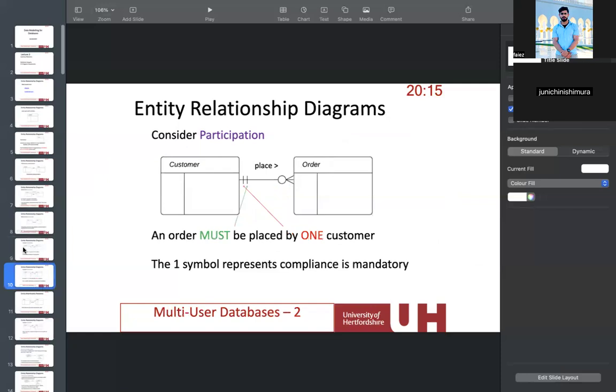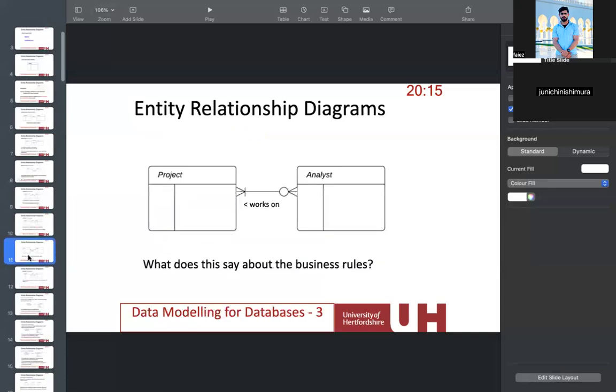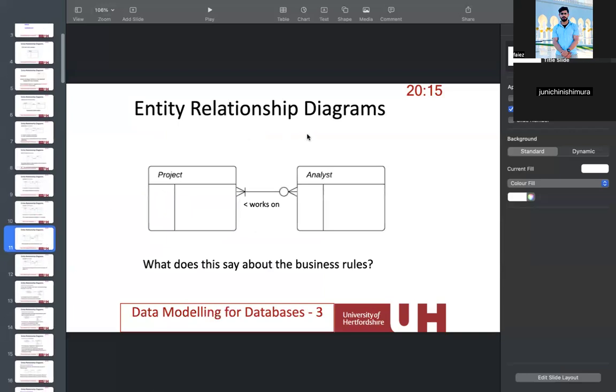Perfect. So an order must be placed by one customer. The one symbol represents compliance in the mandatory relationship. Now, this is an entity relationship diagram with project and analyst. What does this say about the business rules? Did you get this slide, Mr. June? What do you feel about this slide? I guess it's the relationship between the project and the analyst, like what does this say about the business rule? I'm not so sure what to say.